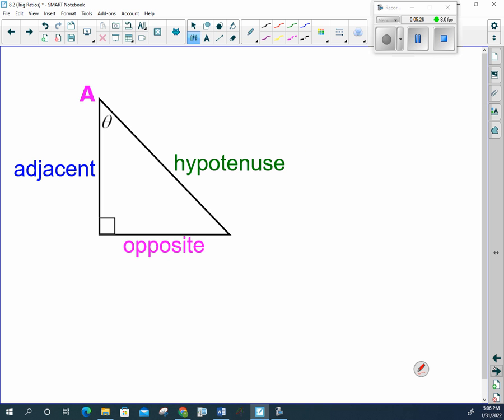Okay, when we're working with right triangles, we need to know what acute angle we're standing at. So we need to label that either with a capital letter, or sometimes we reference it with a Greek letter. So this letter right here is called theta. So I could say that I'm at angle A or angle theta.